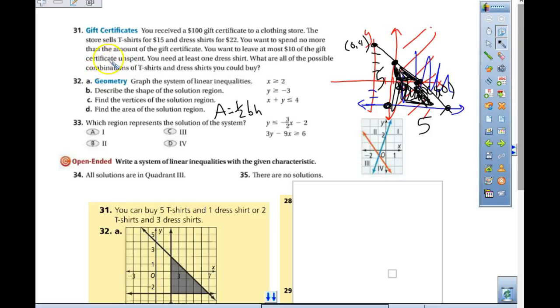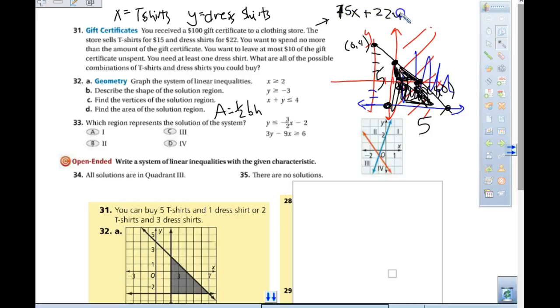So if we look at number 31, we want to write an equation. We have t-shirts and dress shirts. We have to decide what is our X going to be and what is our Y. So if X is going to be t-shirts, then our Y might be our dress shirts. One equation is going to be in standard form using our gift card: 15x plus 22y has to be less than or equal to our gift card, which is $100.